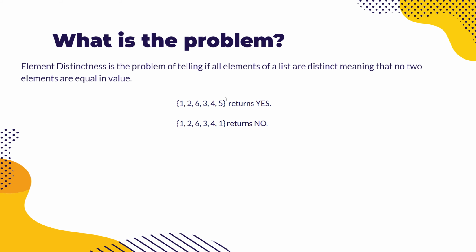So, the element distinctness problem is the problem of telling if all elements of a list are distinct. As an example, in this first list, we have a list of 6 elements and none of them are equal, which means that it is distinct. However, in the second list, the first and last element are equal to 1, which means those two are not distinct, which means it returns no.